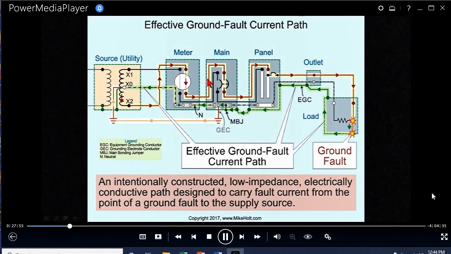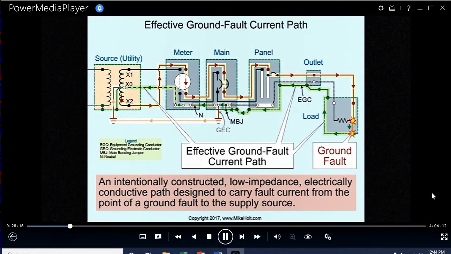So let's look at it one more time. We have current leaving the source, traveling to the meter, to the main, to the panel, to the overcurrent protection device. There is a ground fault, which means current travels on the equipment grounding conductor, through the main bonding jumper, and on the neutral conductor to get back to the source. This whole area shown as green is the effective ground fault current path.